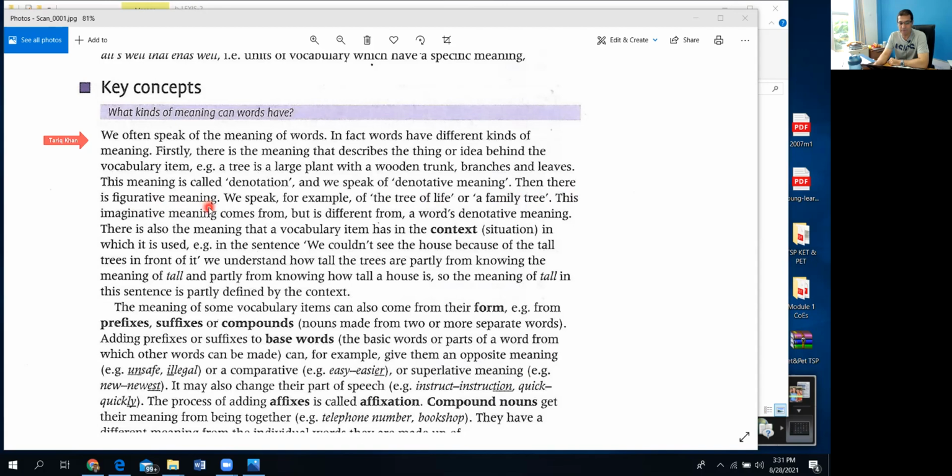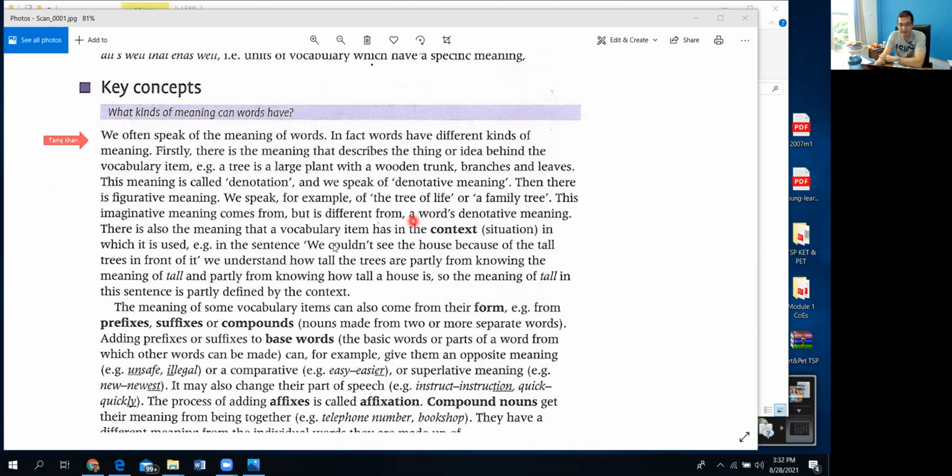Then there is figurative meaning. We speak of, for example, tree of life. So when we say tree of life, we are saying something different than the original tree, which is a large plant with a wooden trunk and branches and leaves. Am I right? So there is a difference between these two meanings. The first meaning is called denotative meaning, also called its original meaning. And the second, where we say tree of life or family tree, this is called imaginative meaning. It's not the original meaning, but it's different from the denotative meaning.